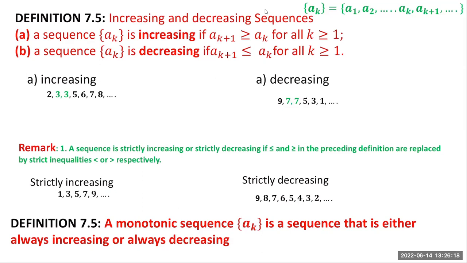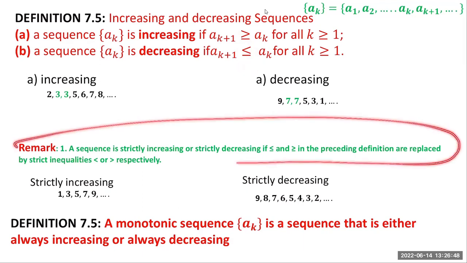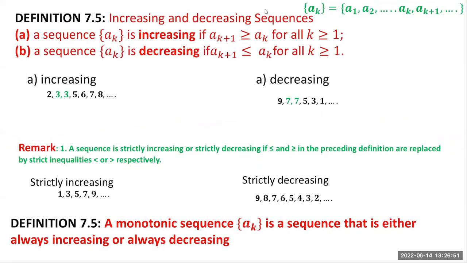And then we have another definition for strictly increasing and strictly decreasing sequences. When do we say that a sequence is strictly increasing? Well, we say that a sequence is strictly increasing if you replace this greater than or equal sign by a strictly greater than sign. We say that the sequence is strictly decreasing if you replace this sign by a strictly less than sign. Here is the remark for strictly increasing and strictly decreasing sequences. You basically replace these two signs by their corresponding strict inequality sign.